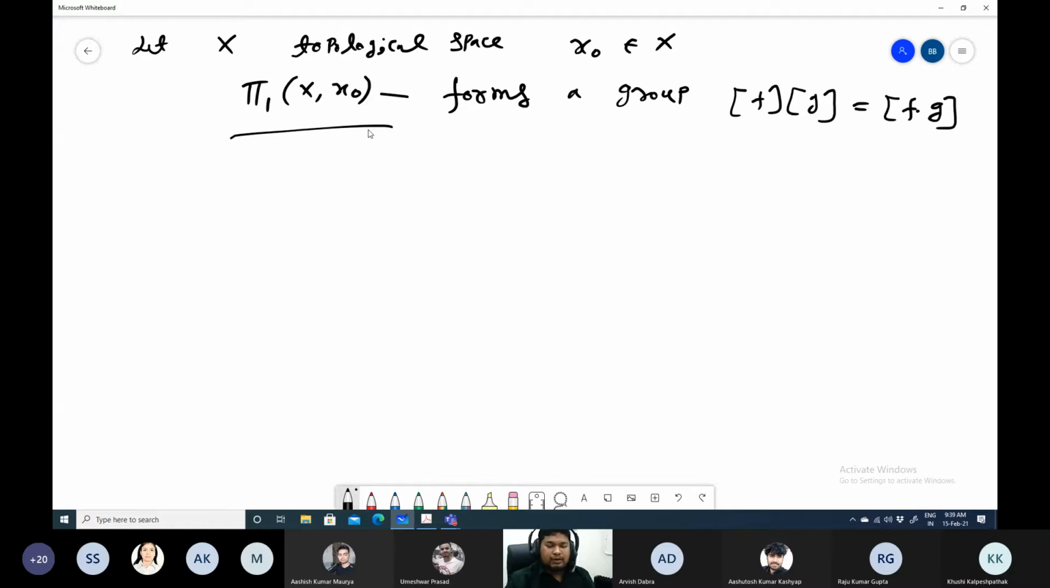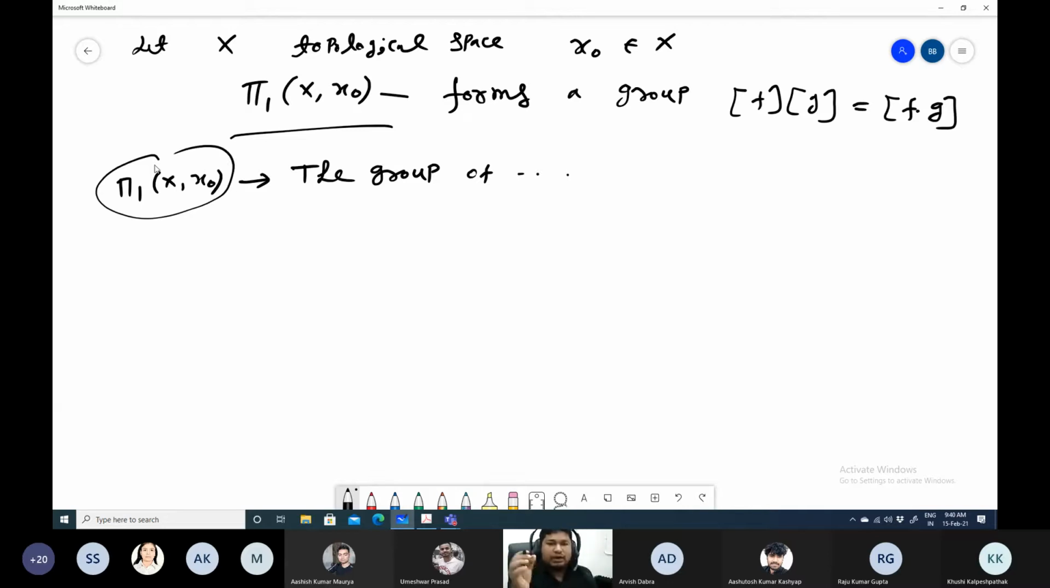Now from now on, whenever we say pi1(X, x0), we will not mean just a set. By this notation, we generally mean the group of all the homotopy classes of loops with base point x0. Okay, so by these notations we will call it the group.